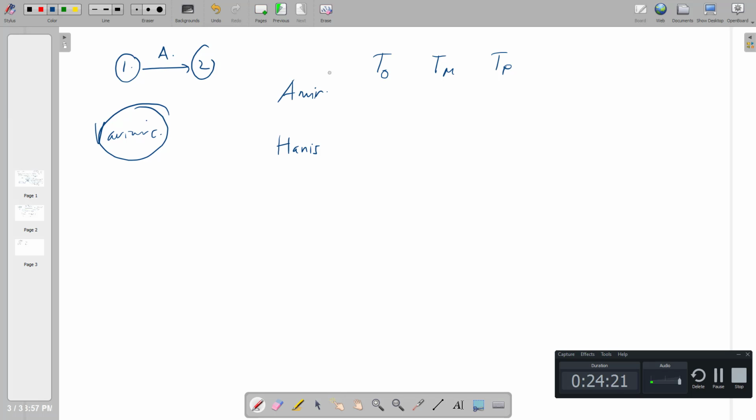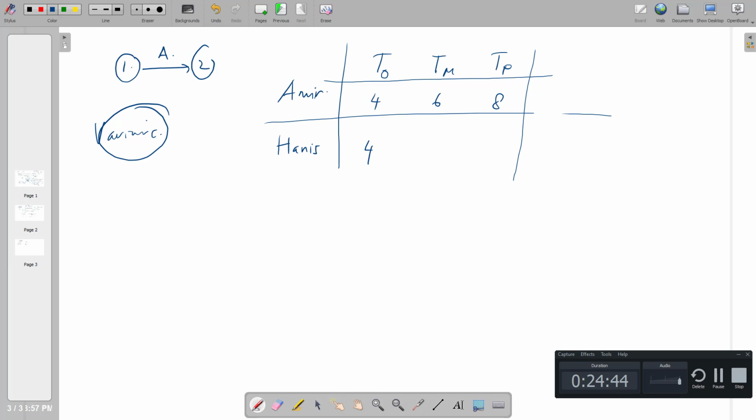Again, we have 2 students, Amir and Hanis, in this example. For activity A, which is writing your FYP report, let's say that Amir will take around 4 weeks for the optimistic, and then for the most likely it will be 6, and this one will be 8, pessimistic. And then Hanis will say that it will be 4, and most likely it will be 7, and then 10.